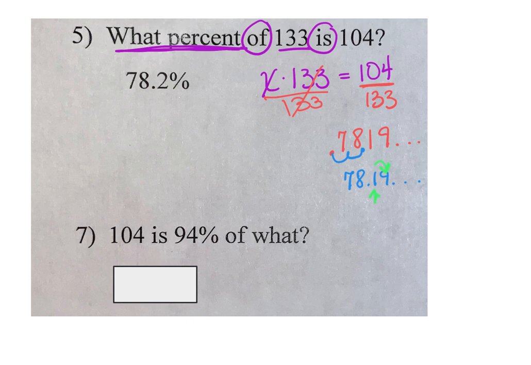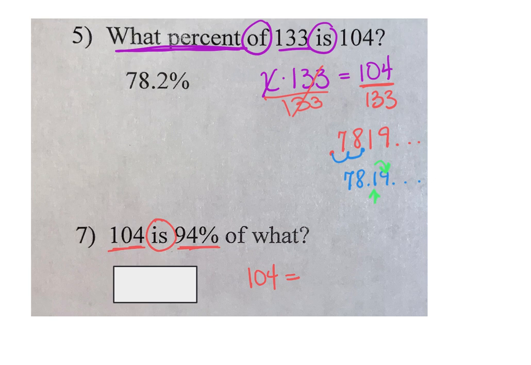This next question is not asking for a percent. They handed you the percent. Your answer is your answer. You will not multiply by 100, okay? So for this one, we're going to use the same process. 104, I'm going to say 104 is, that means equals 94%.